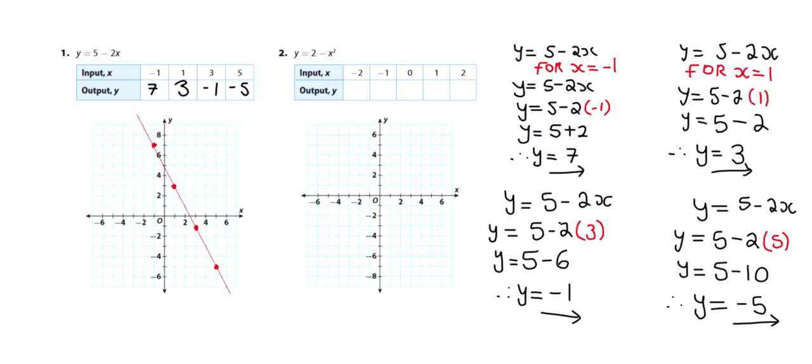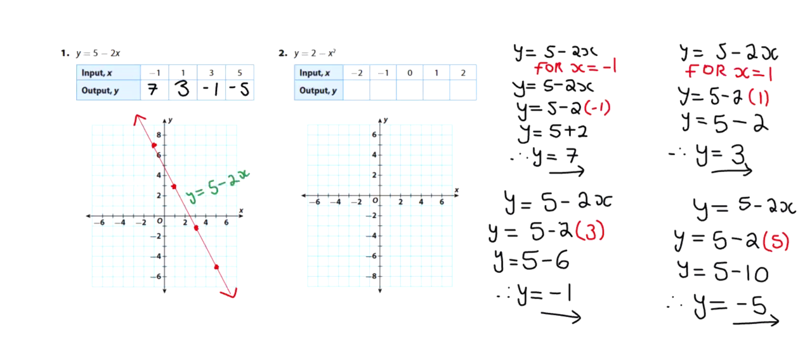And then if you want, you can label it to say this is the equation of y equals 5 minus 2x. So that is the equation of this straight line. Then after that, you can continue doing this for the second one.